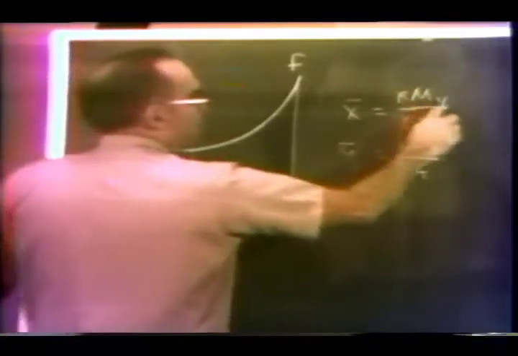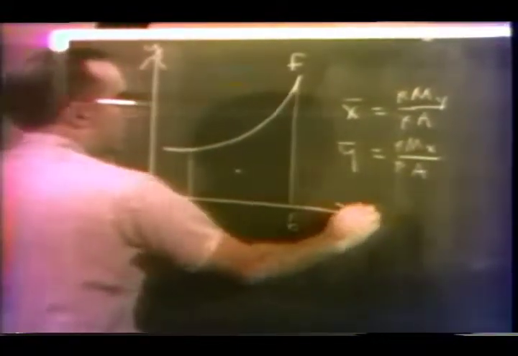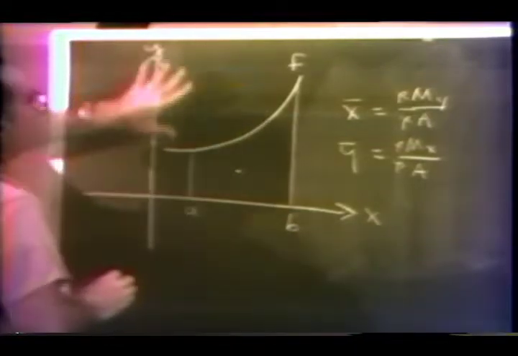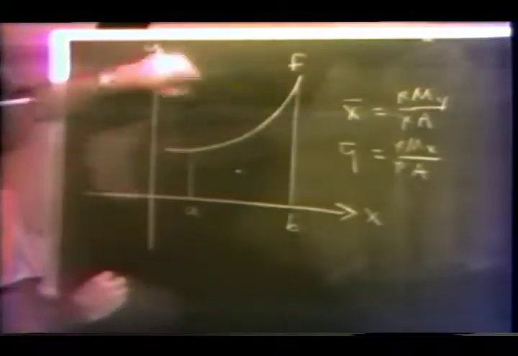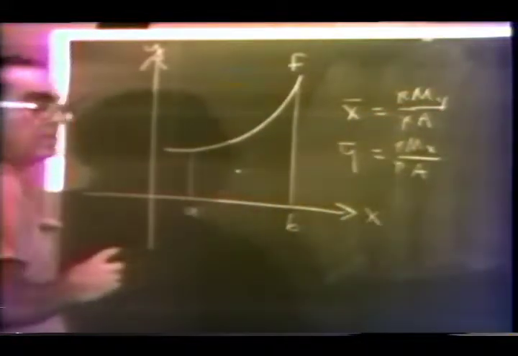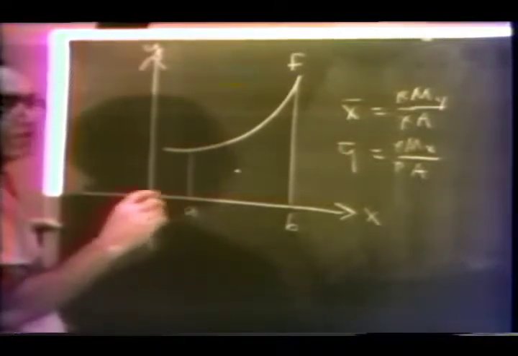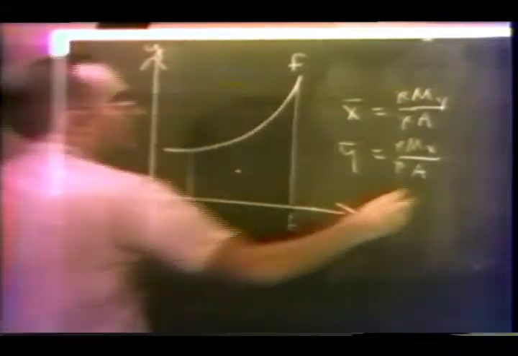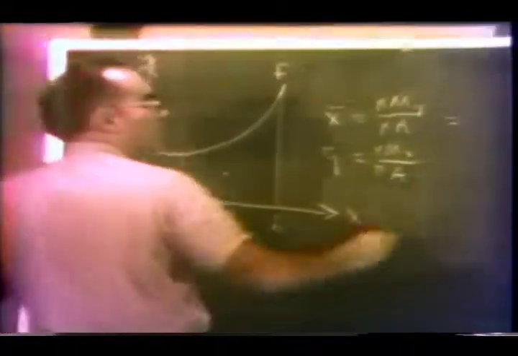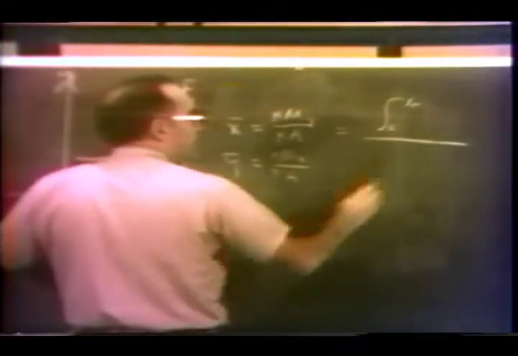If we're looking at the moment about the y-axis, with the y-axis here and the x-axis here, and you're looking at the composite area, then we know it's the sum of the products of the x-coordinate of the centroid times the area. So in terms of a curve, we have the integral from a to b.